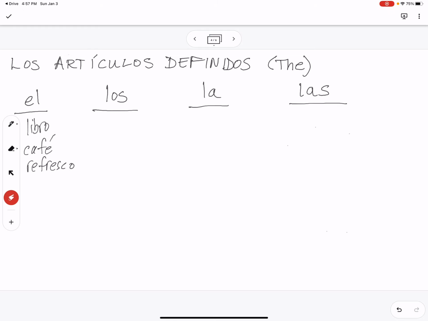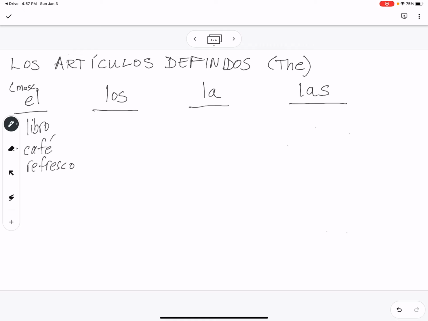So if you look here, you can see libro ends in an O, refresco ends in an O. And we mentioned those as patterns that tell you that you're using masculine. So el is masculine. So let's make note of that up here. Masculine.